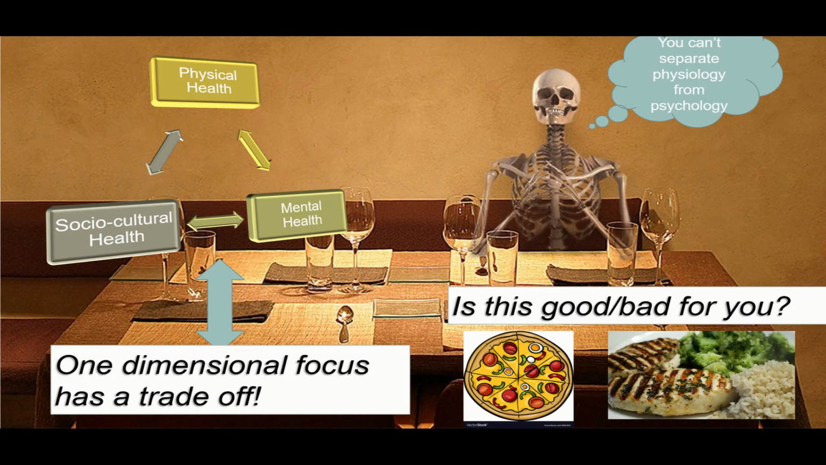So, when we talk about an 80-20 diet, for example, where we eat 80% of the food that is good for us, quote unquote, but then 20% we get to enjoy with our friends. We maybe get to eat a pizza, have a glass of wine, whatever it may be. The main message here is that a one-dimensional focus on this triad does have a trade-off, and you need to make sure that you consider that when working with any athlete or client.